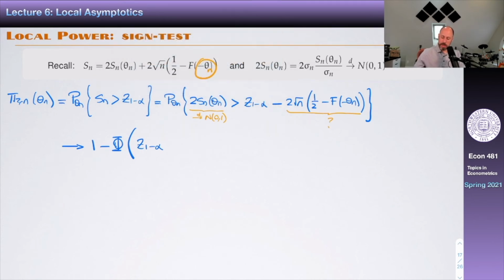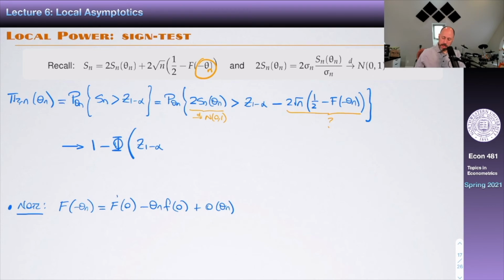Okay, so let me do that on the side here. Notice that I'm saying, note f of negative theta n. If you just do a Taylor expansion of this function at theta n around 0, then it's going to be f(0) minus theta n times the density of f at 0, plus a term that is just little o of theta n.